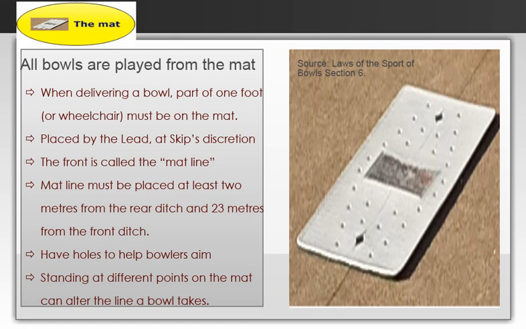When delivering a bowl, part of one foot or wheelchair wheel must be on the mat. The mat is placed by the lead at the discretion of the skip. The front of the mat is called the mat line. The mat line must be placed at least 2 metres from the rear ditch and, in Australia, at least 23 metres from the front ditch. Often mats will have holes in them to help the bowlers aim. Standing at different points on the mat can alter the line that your bowl takes after it's delivered.